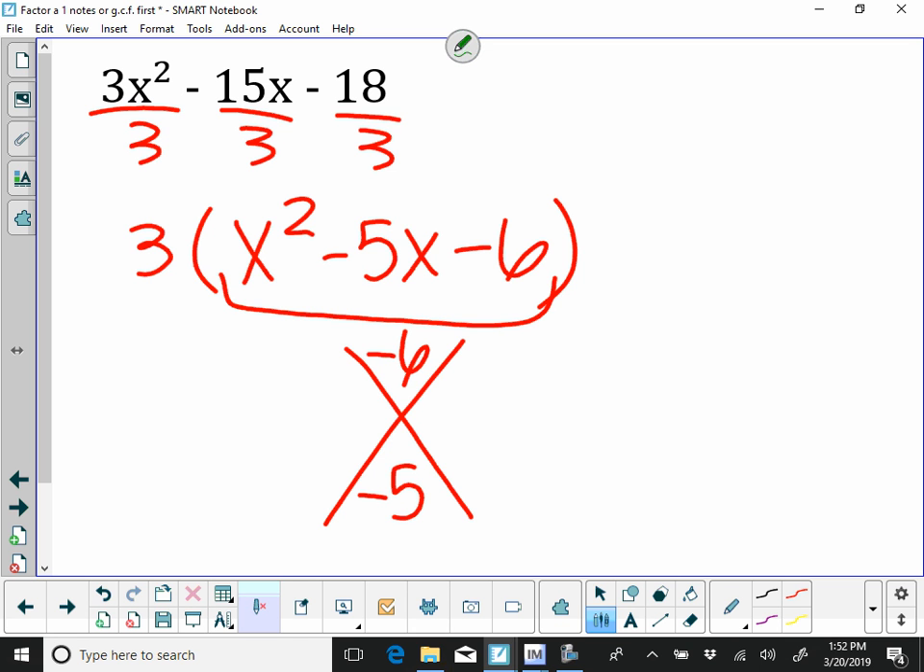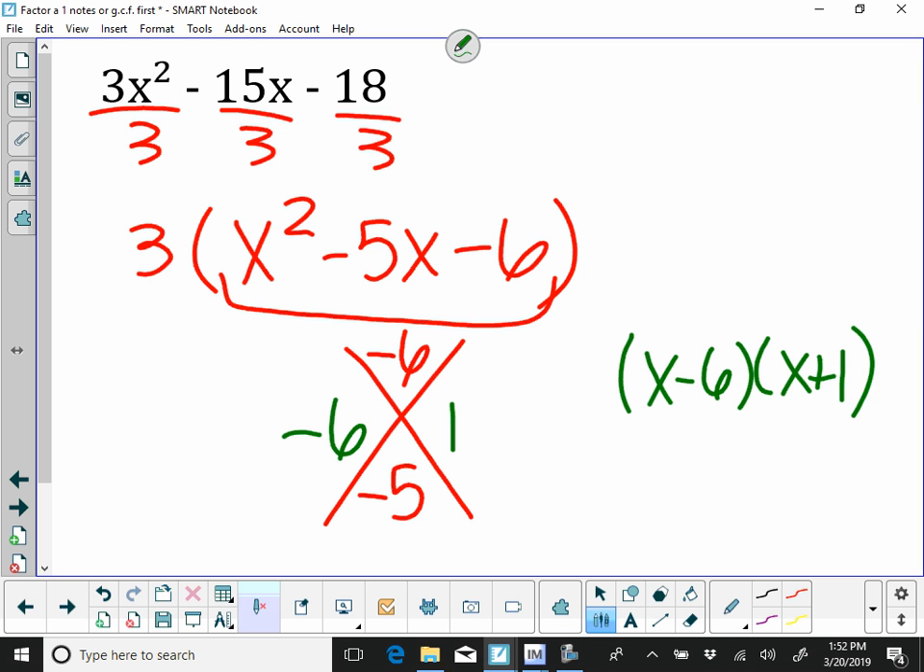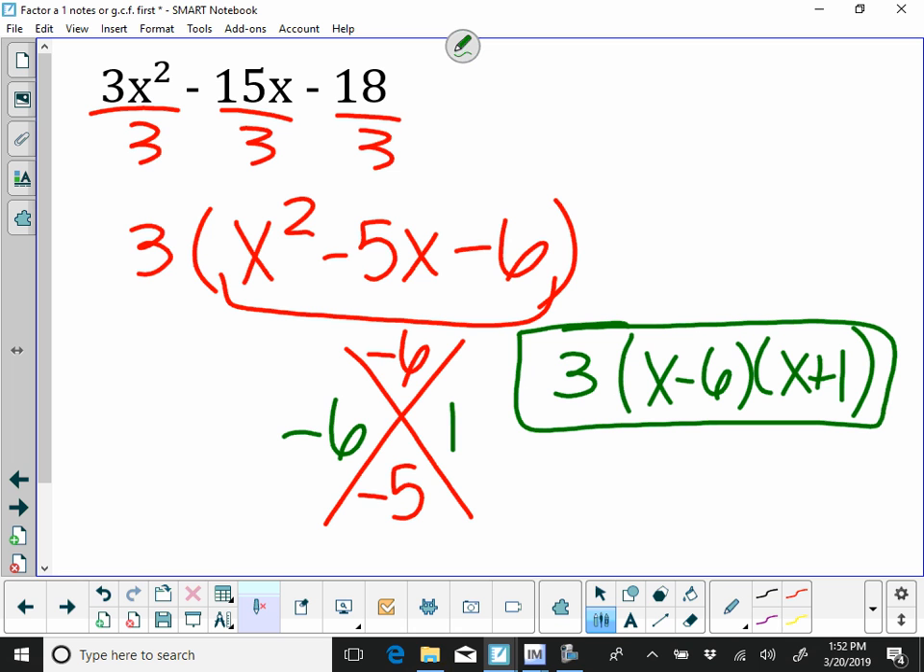Anybody? Negative 6 and 1. Okay, so you still write that, x minus 6 and x plus 1, but if this is my answer, will that get me back to the beginning? No, what am I missing? Because x times x gives me x squared, but what's my x squared supposed to have in front of it? I'm missing my 3. Okay? So that's the only difference, is now the GCF has to be in front, but then you still do exactly what we were doing after that.